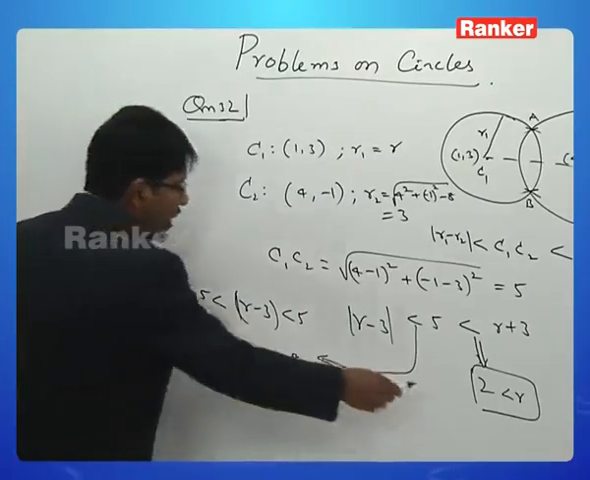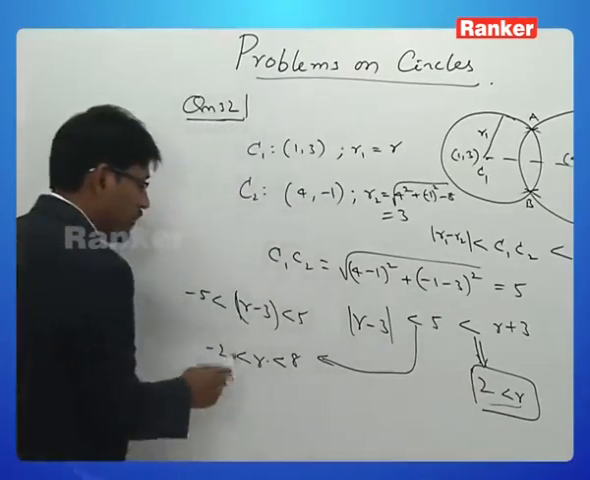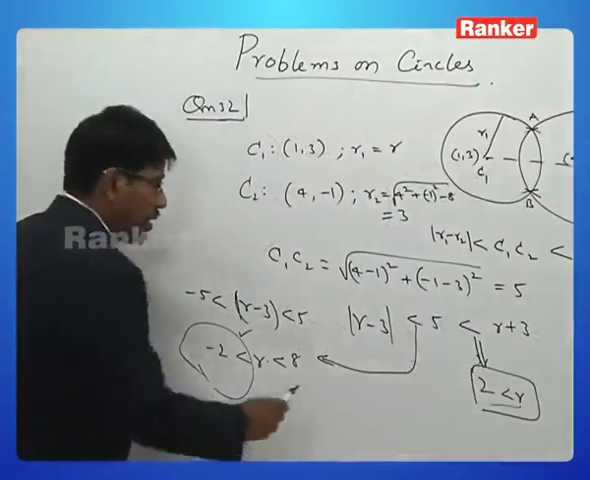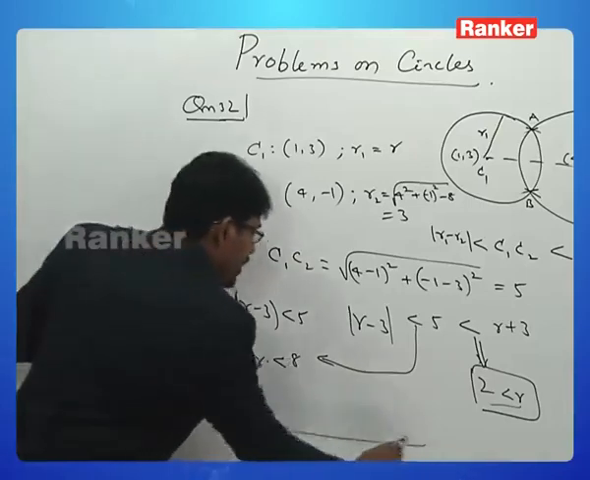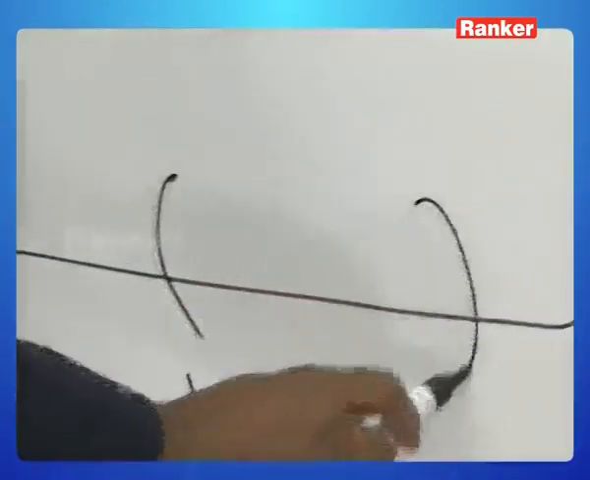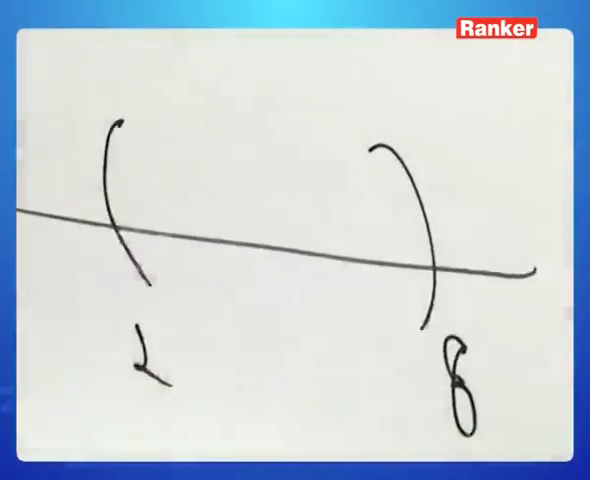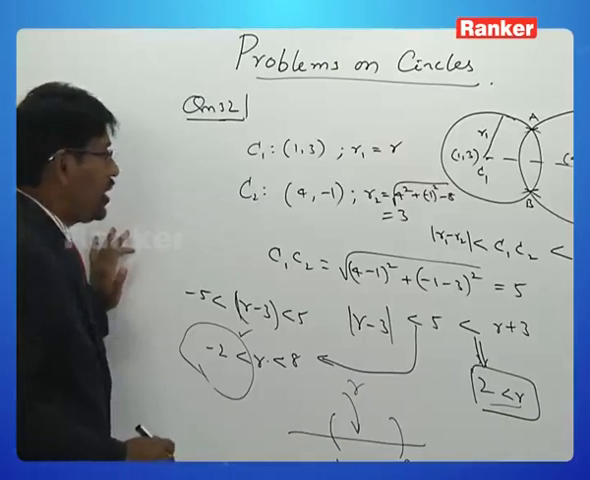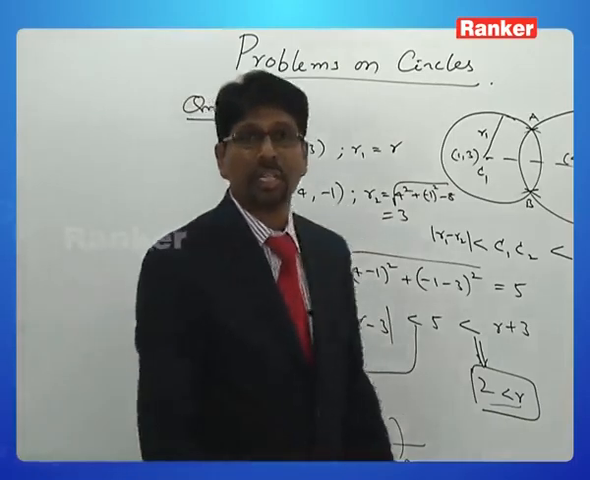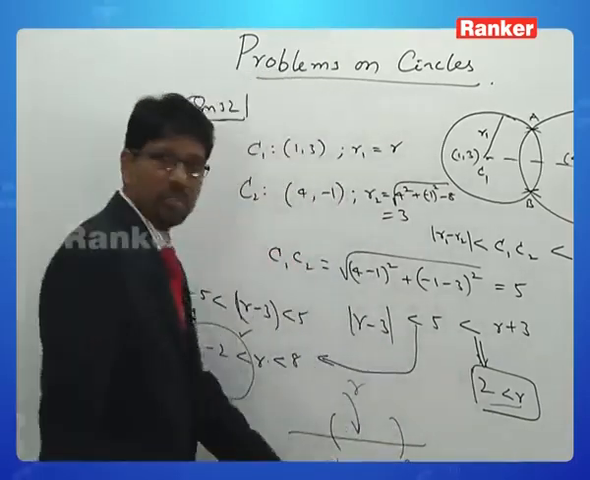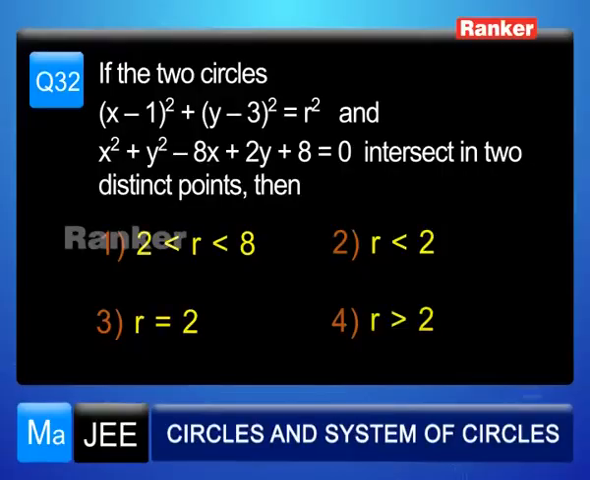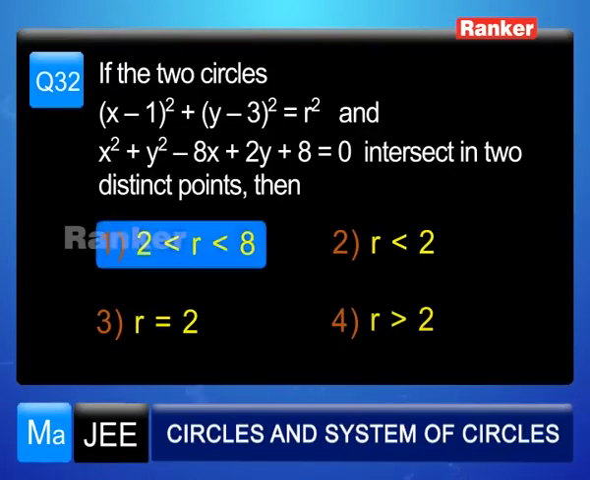But we said R has to be greater than 2. So if it is greater than 2, obviously it will be greater than minus 2. So this will anyway hold good. So R should be greater than 2 and less than 8. So the range for R, so that these two circles will be intersecting, is 2 to 8. Therefore, option 1 is the right answer.